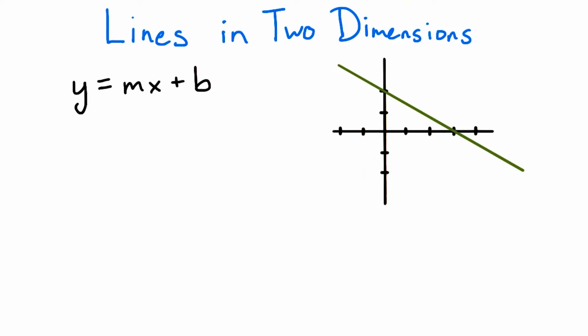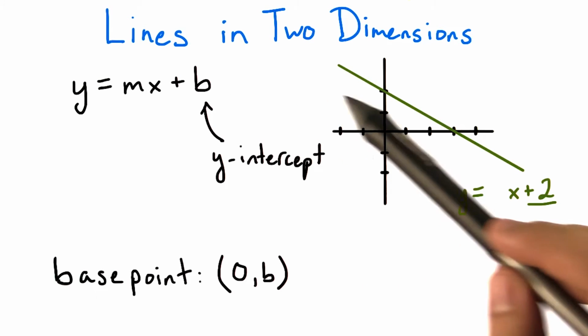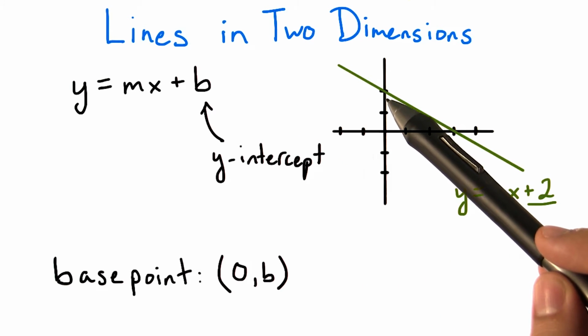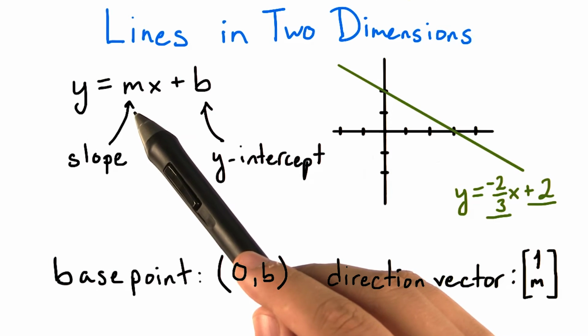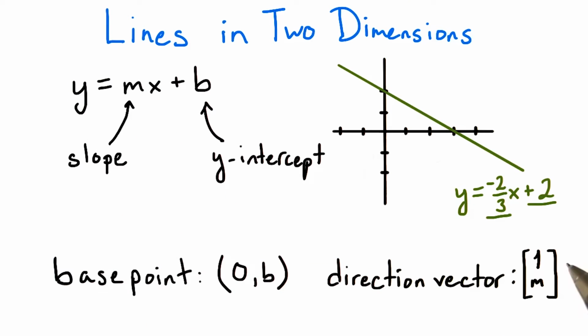You may have seen lines written in the form y equals mx plus b, where b and m are numbers. This equation encodes both a base point and a direction. B is the y-intercept, the y-coordinate of the point at which the line intersects the y-axis. This gives the base point 0, b. M is the slope of the line, which can be translated into a direction vector of the form 1, m. For every unit of movement in the x direction, there are m units of movement in the y direction. This equation for representing a line isn't perfect, however, since we do not have the ability to define vertical lines.